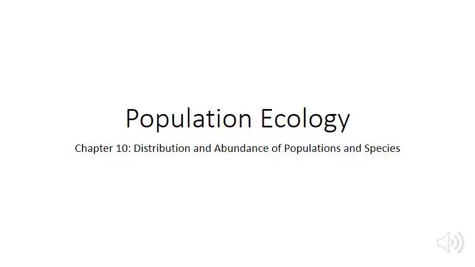So this video is all about population ecology. This is really where we're starting with the major content of the course. As the course progresses, we're going to be moving up that ecological hierarchy from populations to communities to ecosystems and so on. So this video really covers chapter 10 of your textbooks, which is all about distribution and abundance of populations and species.